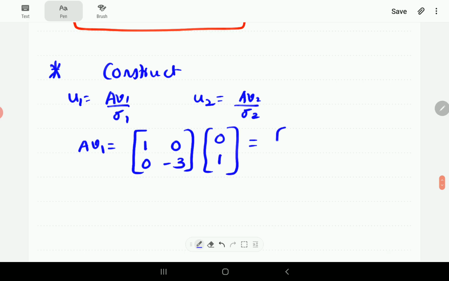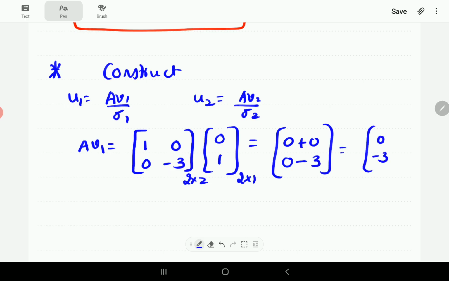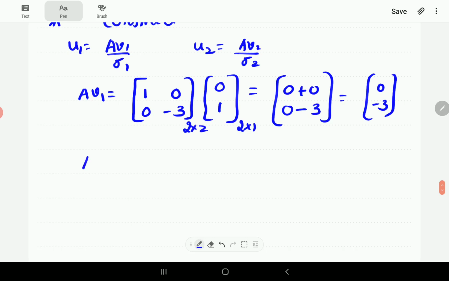So this will be equal to 1 times 0 plus 0 times 0. Since it is a 2 cross 2 matrix and this is a 2 cross 1 matrix, the resultant matrix is of order 2 cross 1. This is again 0 into 1 and negative 3. This is simply 0 negative 3. So this is our A v1, which is equal to 0 negative 3.